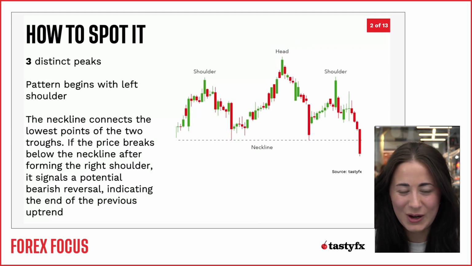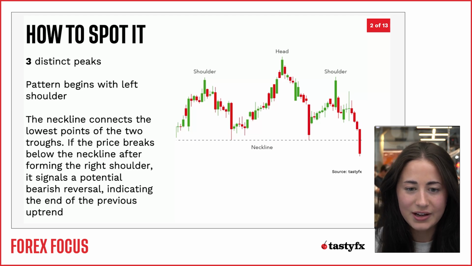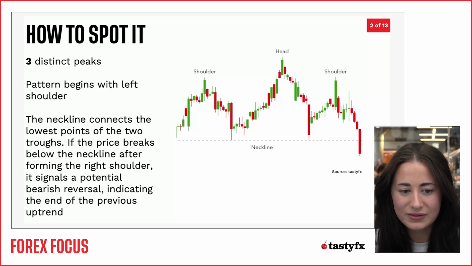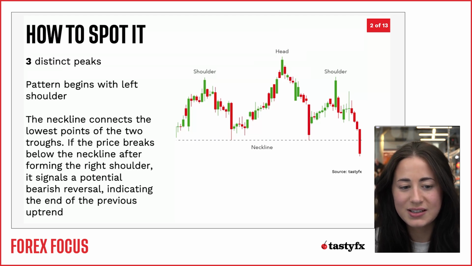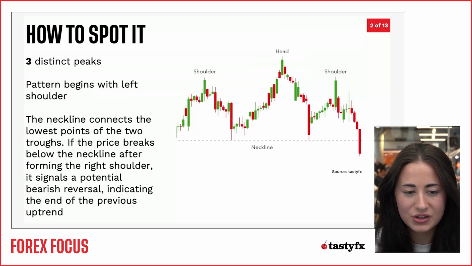So here's how to spot it. There's three distinct peaks that make up this pattern. The pattern begins with the left shoulder, decreases and increases to form a higher peak called the head, and then decreases and increases once again to form a similar sized right shoulder. The neckline connects the lowest points of the two troughs. If the price breaks below the neckline after forming the right shoulder, it signals the potential for a bearish reversal, indicating the end of the previous uptrend.